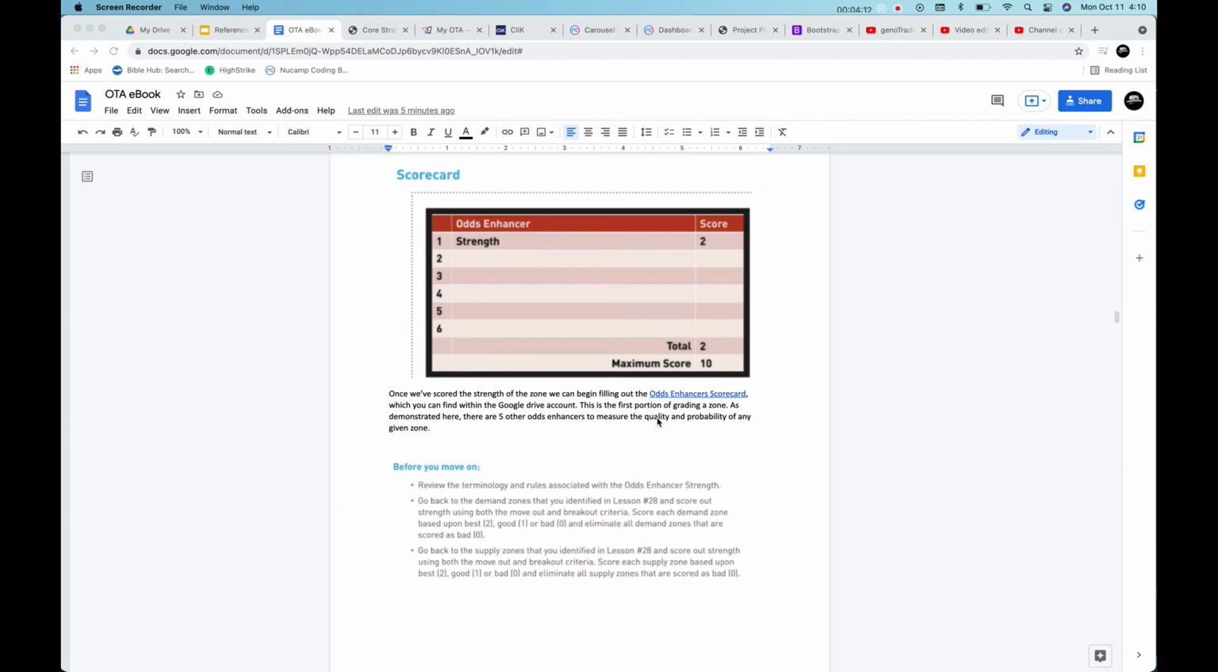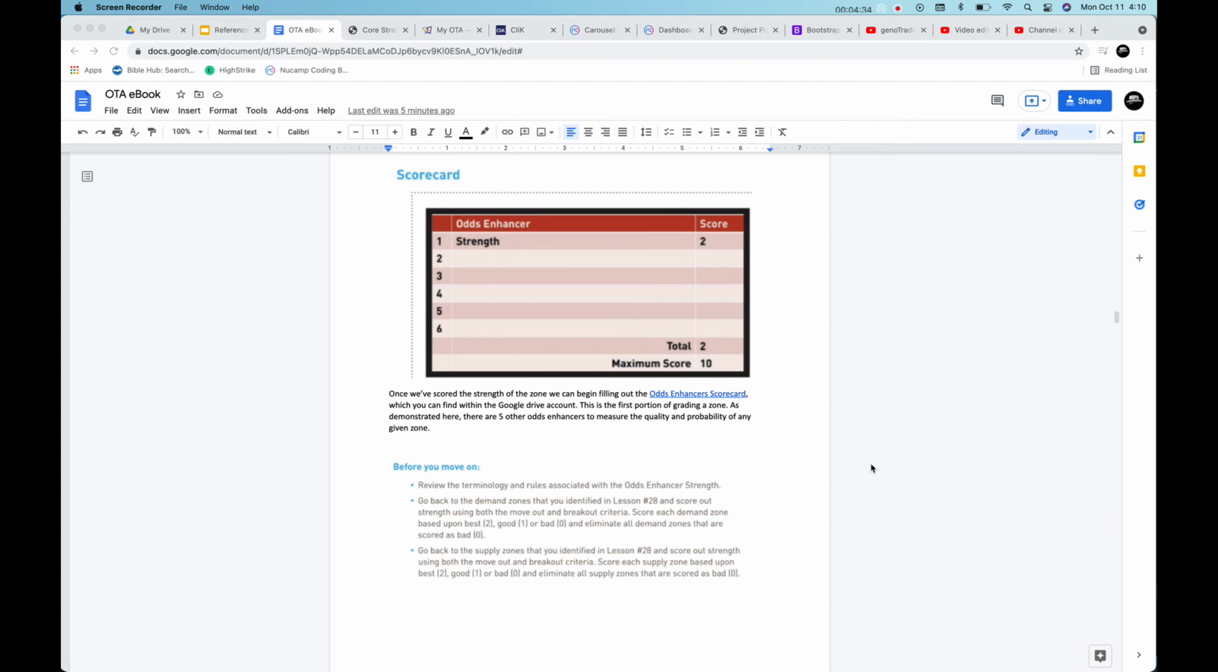Okay, so this is the first portion of grading a zone. As you can see by the example here, there are 5 other odds enhancers to measure the quality and probability of any given zone. Before you move on, review the terminology and rules associated with the odds enhancer strength.